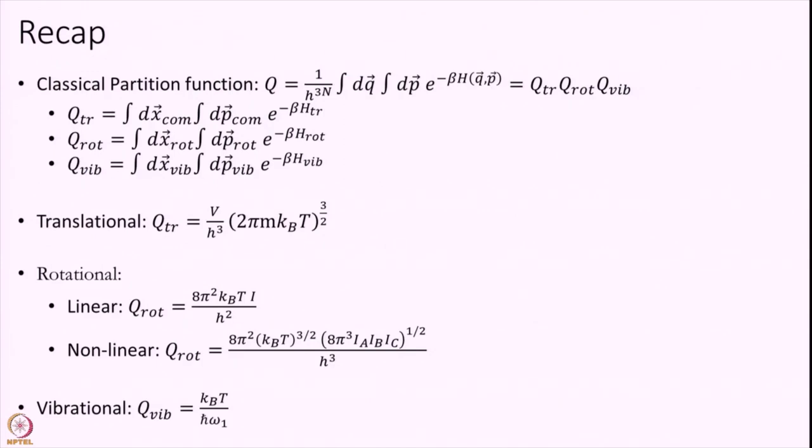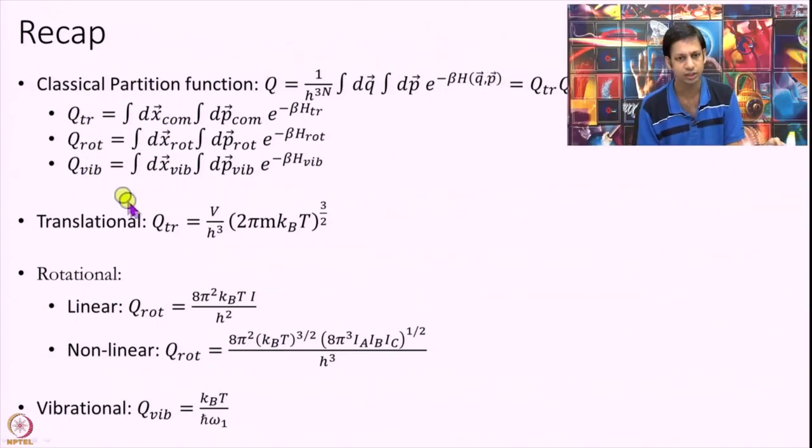What we have covered, we have defined the partition function as this integral over phase space divided by h to the power of 3n of e to the power of minus beta h. Then we looked at separating the variables and Hamiltonian into translation, rotation and vibration, and so we get our partition functions also separated into translation, rotation and vibration. So we get three different ones, Q translation, Q rotation and Q vibration. And in the last module, we calculated these and showed that Q translation is equal to this.